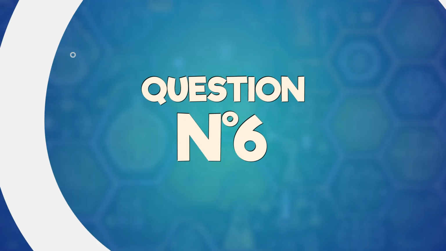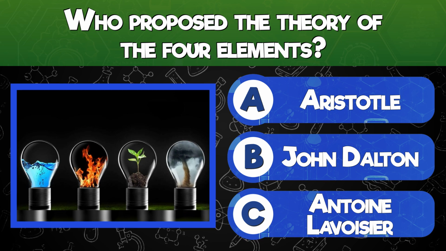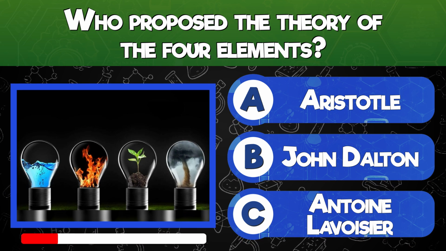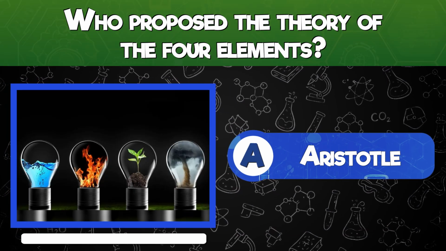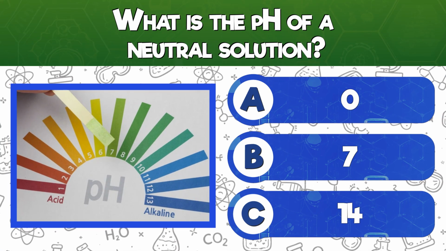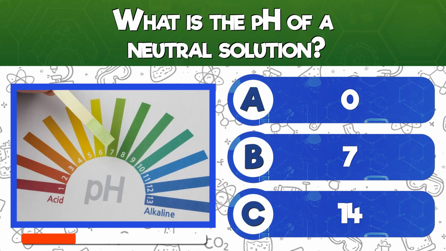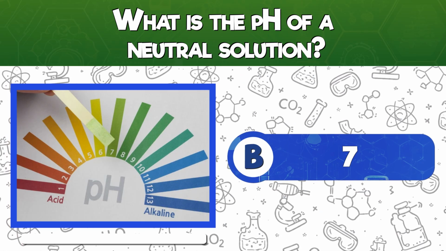Ready for the next one? Who proposed the theory of the four elements? Aristotle. What is the pH of a neutral solution? A pH of 7.